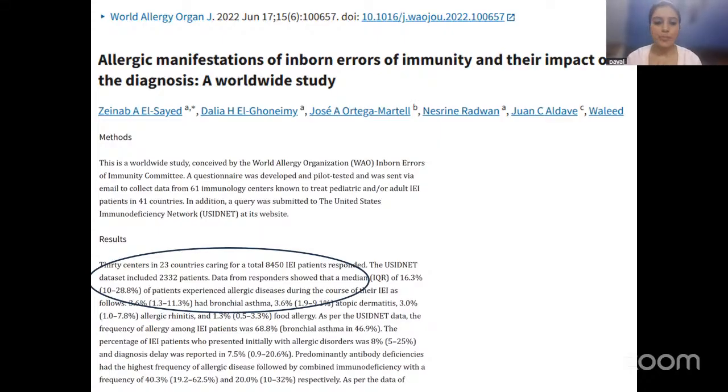So allergies could be atopic dermatitis, bronchial asthma, rhinitis, food allergies, and the range was from 10% to 28% at different centers, depending upon whether it was a sub-specialized center or a remote center, where in some centers even 28.8% of patients were actually being treated as allergic disorders. So probably that is the importance of keeping this topic here.